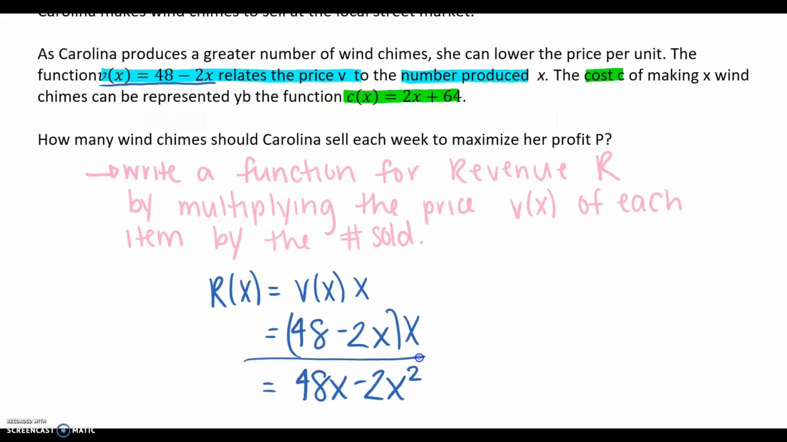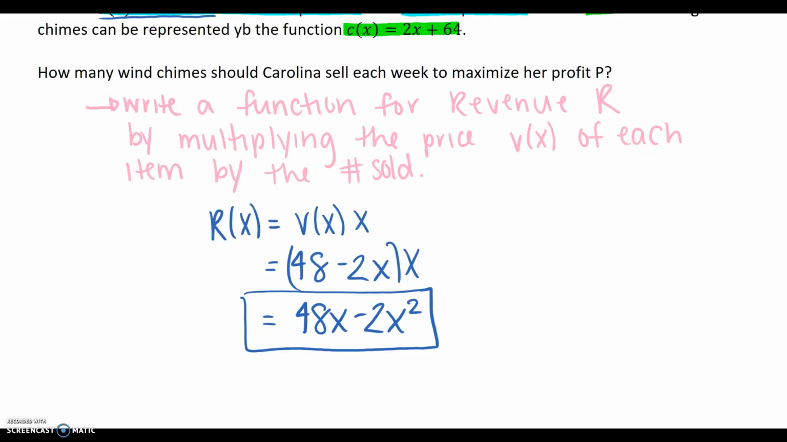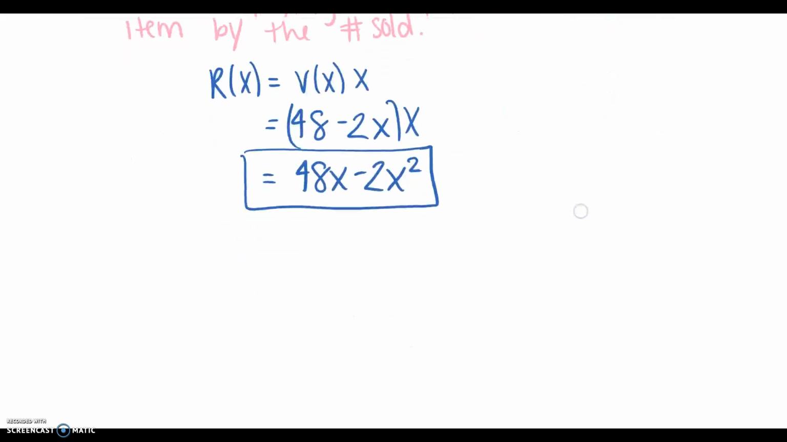That's really important because we want to know how much money she is making per wind chime she's selling. Because her revenue is not going to be the same as her profit. So now that we know how much she's making per item, we can write a function for profit.